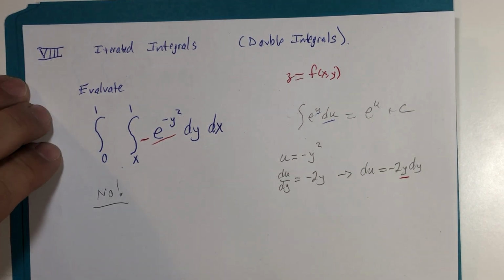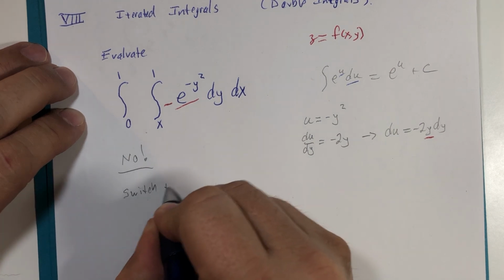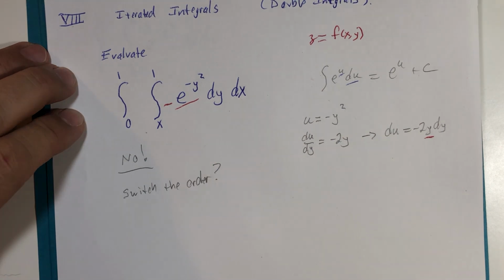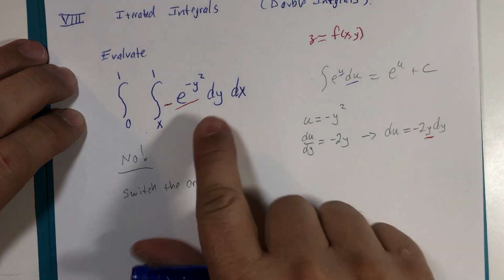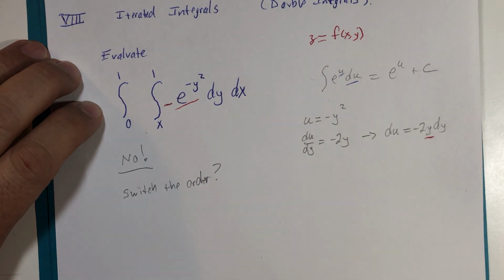So here is our only strategy we have right now on our list, and that is to possibly switch the order. Could we create this integral as dx dy? To do that, we're going to look at the region first.